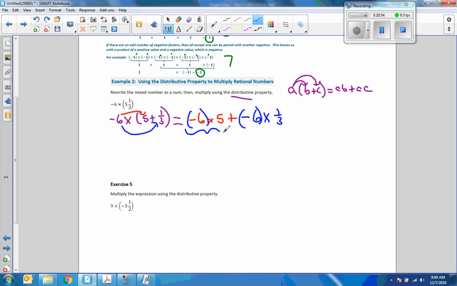So then I'm going to do this step. -6 times 5 is -30. And -6 times 1/3, 3 will go into 3 once, 3 goes into 6 twice, and that comes out to be -2. So my answer is -30 plus a -2. Be careful. Adding two negatives does not give you a positive like multiplying. -30 plus another -2 is -32.